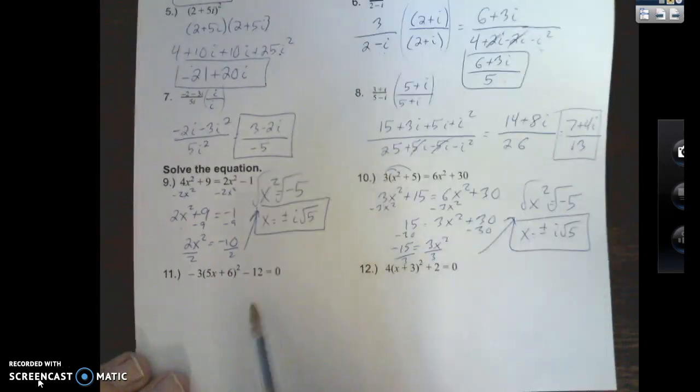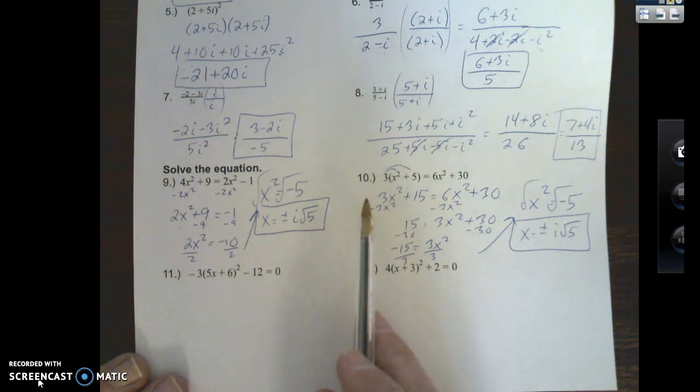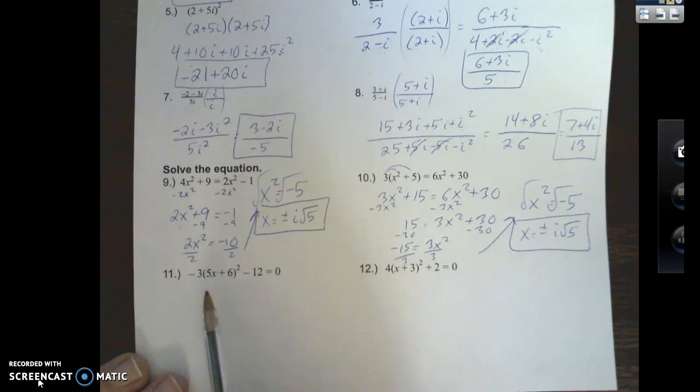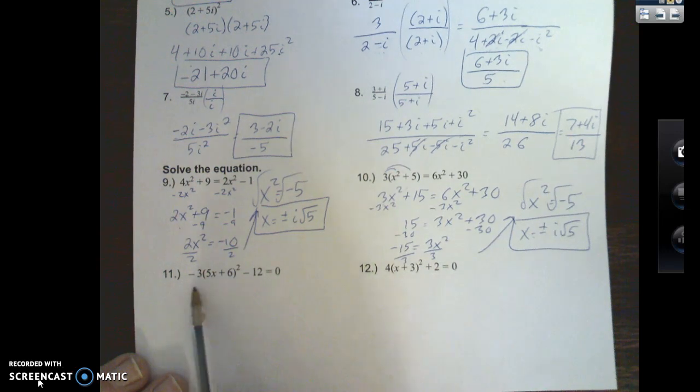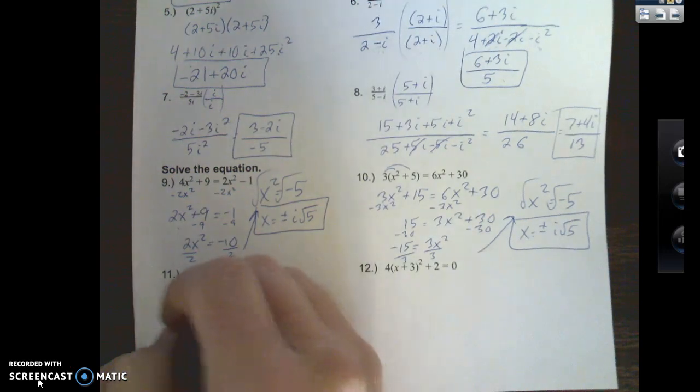Okay, last two. Now, please take note of this. It's important. I distributed the 3 here because I had an x squared plus 5 in the middle. You are not allowed to distribute the negative 3 here because it's the whole quantity squared. So I'm going to make my life easier in this one and add the 12 over first.